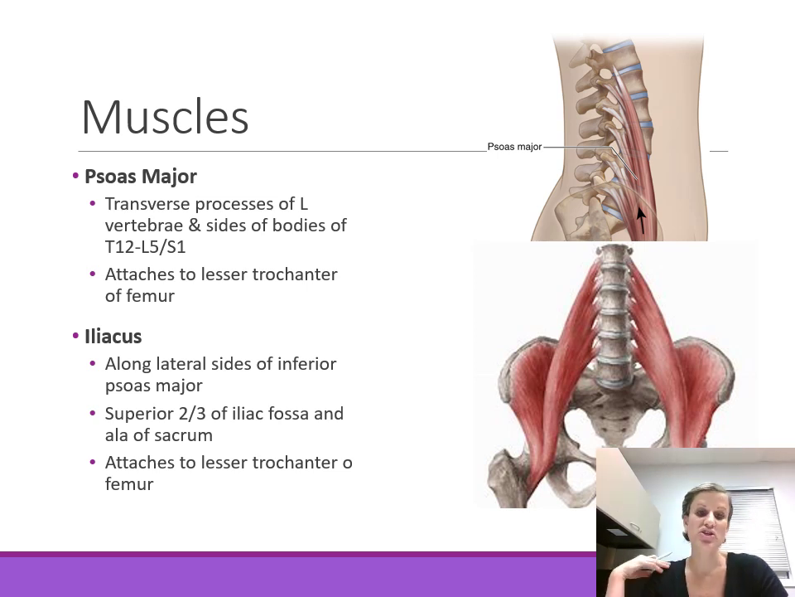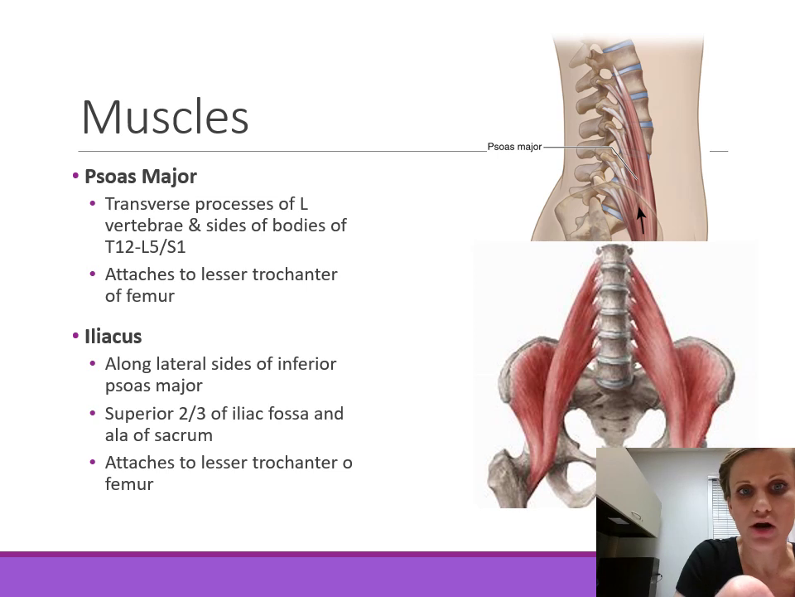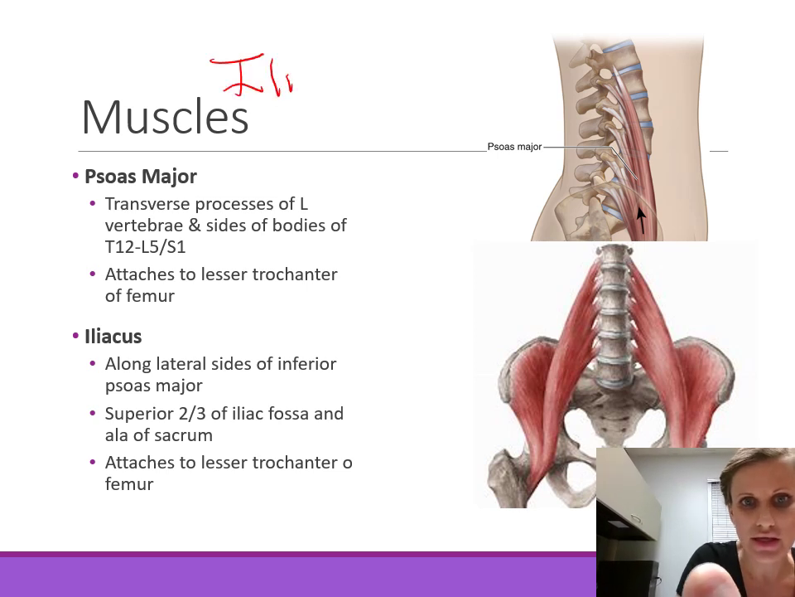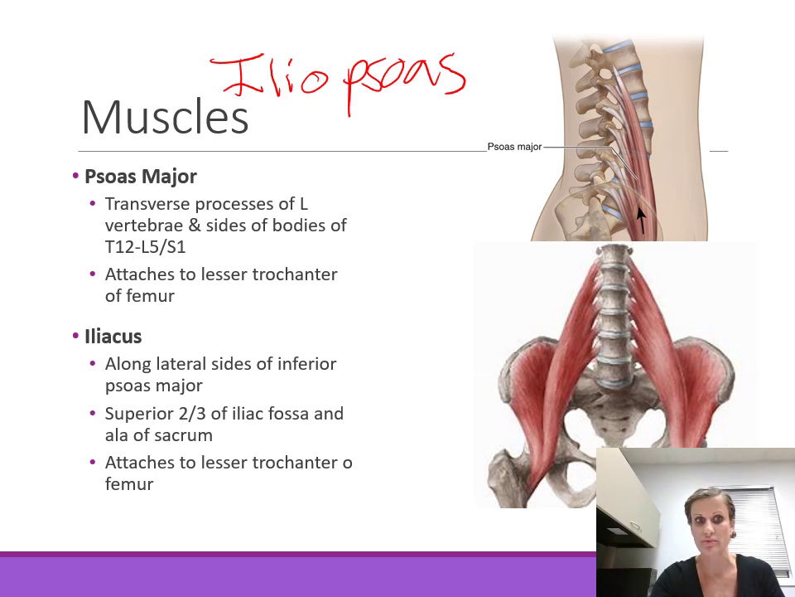The psoas major and iliacus are two of the major muscles in the posterior abdominal wall. Together, the psoas major and iliacus are referred to as the iliopsoas. So the iliopsoas is both of them together, the psoas major and iliacus. They can be separated though. The psoas major is the muscle that you see right here, and then this top part.